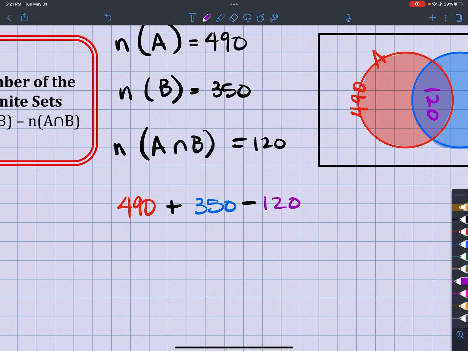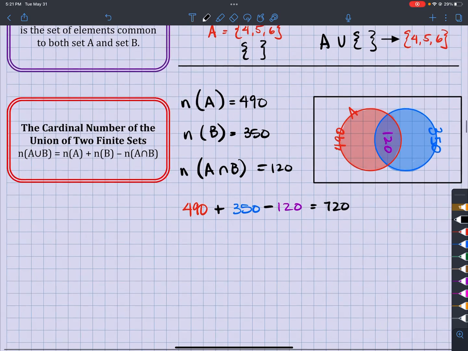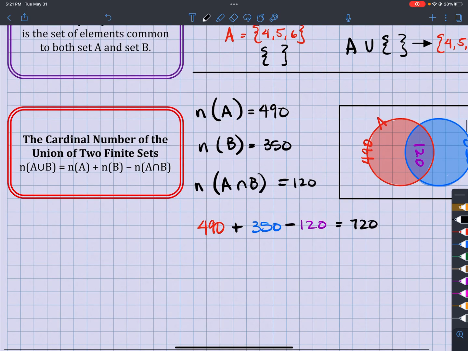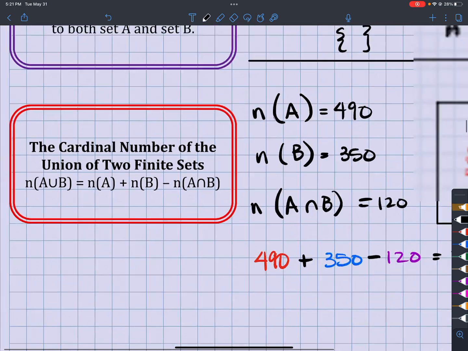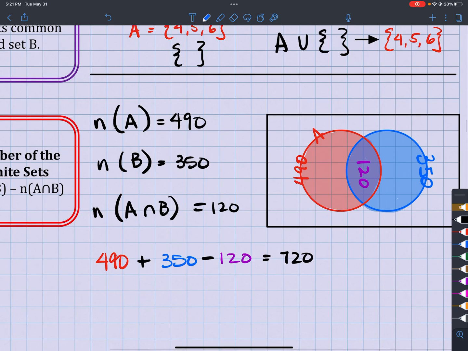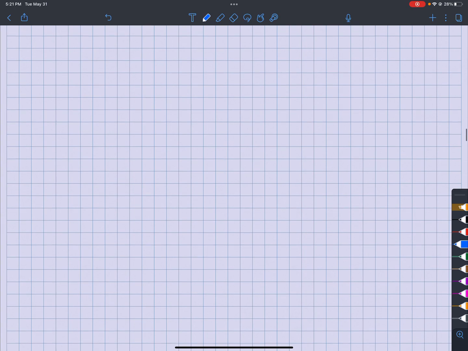And when I do that, I'm going to get a total of 720. Okay? And that's what this really means. This is what this is really talking about. But if you want to remember this formula, that's certainly fine. But I think that sometimes seeing the Venn diagram is a lot easier to see for sure. All right?